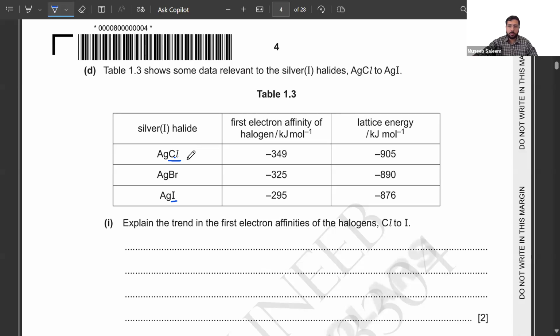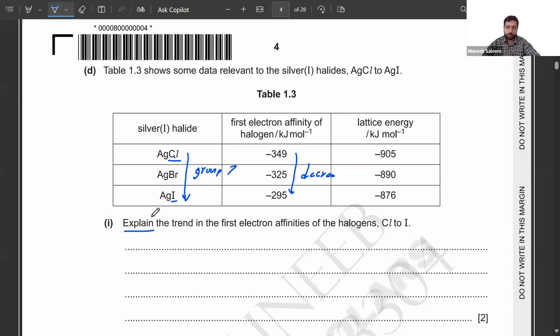So we can see clearly that the value is decreasing as we move from chlorine, the second halogen atom in group 7, to iodine. So if we move down group 7, the value is decreasing. We had to explain the reason why. As the size of the halogen atom increases, the attraction between the nucleus and the electron decreases, and so electron affinity decreases. So the size is basically related to the attraction between the electrons and the nucleus.